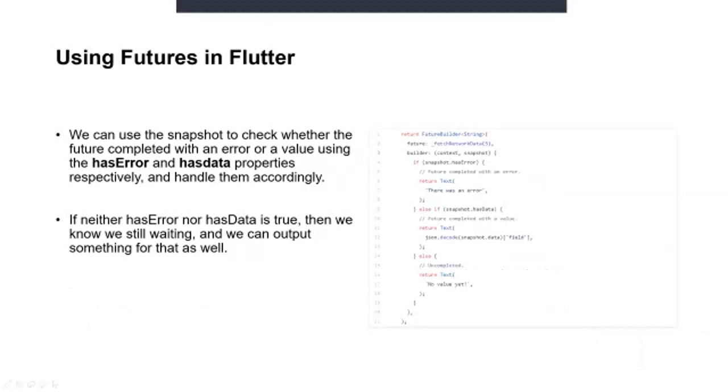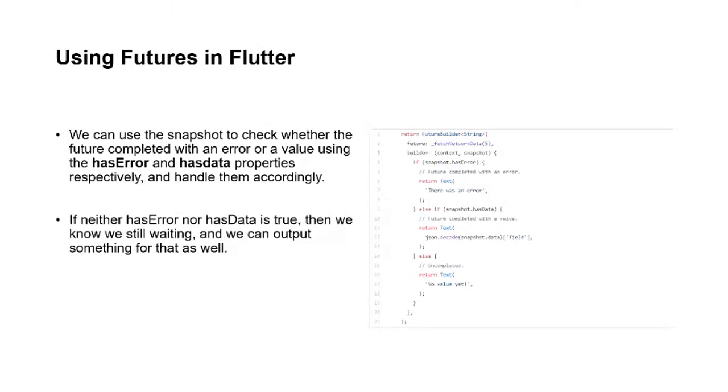And if the snapshot has an error, or if the future has returned with an error, we use the snapshot.error and now do whatever you want to do when the future returns with an error. In our case here, it just returns a text widget that says there was an error. Else, if the future returns with a value, that's when we use the snapshot.hasData property. So snapshot.hasData is a Boolean that returns true when the future returns with a value. The hasError is also a Boolean that returns true if the future completes with an error.